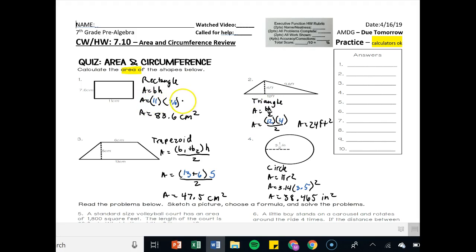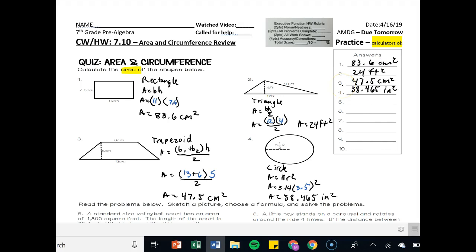So in number 1, 11 times 7.6, 83.6 centimeters squared, right? And number 2, 12 times 4 divided by 2, 24 feet squared. And number 3, 3 plus 6 in parentheses first, times 5, then divided by 2, 47.5 centimeters squared. And in number 4, 3.14 times 3.5 squared, 38.465 inches squared. Do me a favor. Write your answers on these lines right here so it'd be easy for me to check.